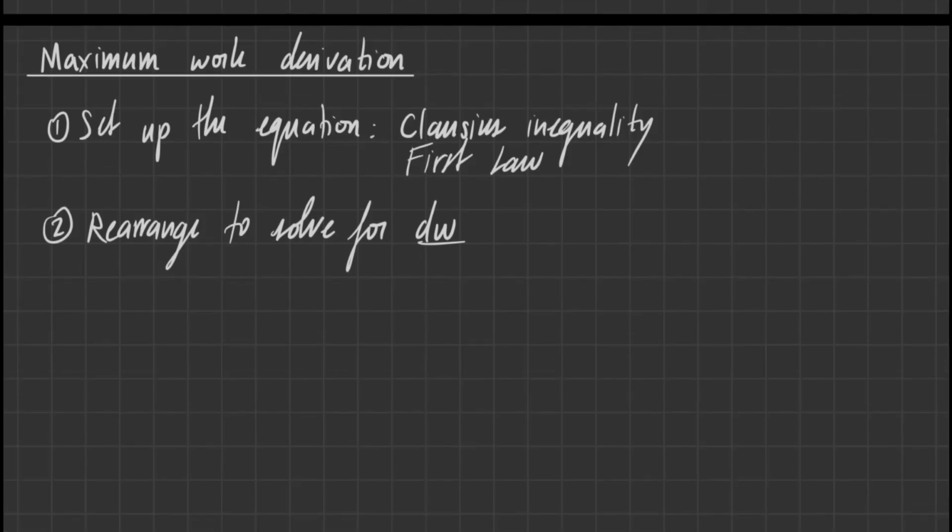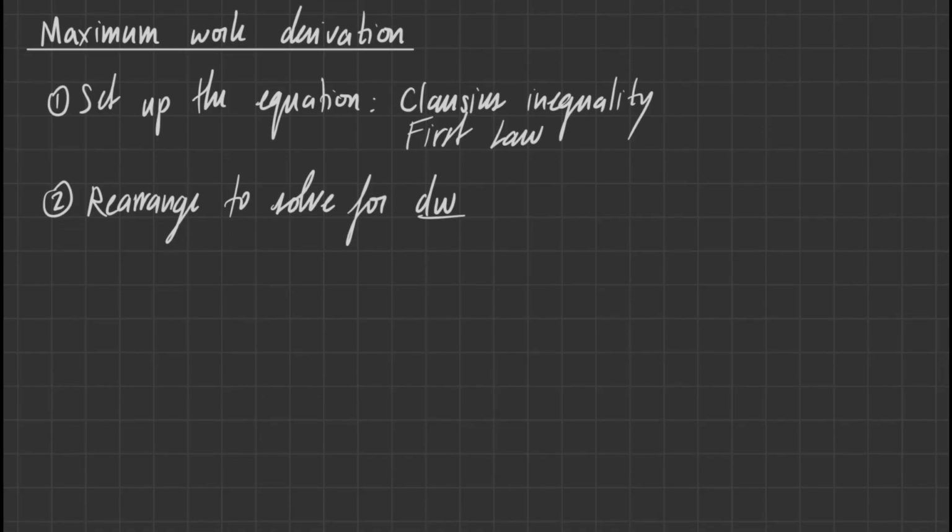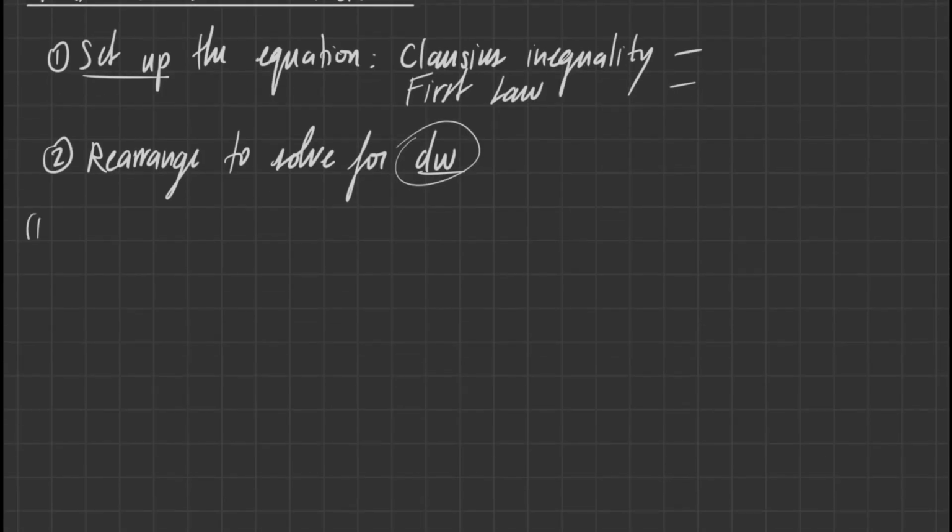Okay, here is the derivation for the maximum work. There are two steps. The first one is to set up the equation in terms of these two expressions, the Clausius inequality and the first law. And the second step is to rearrange to solve for work.